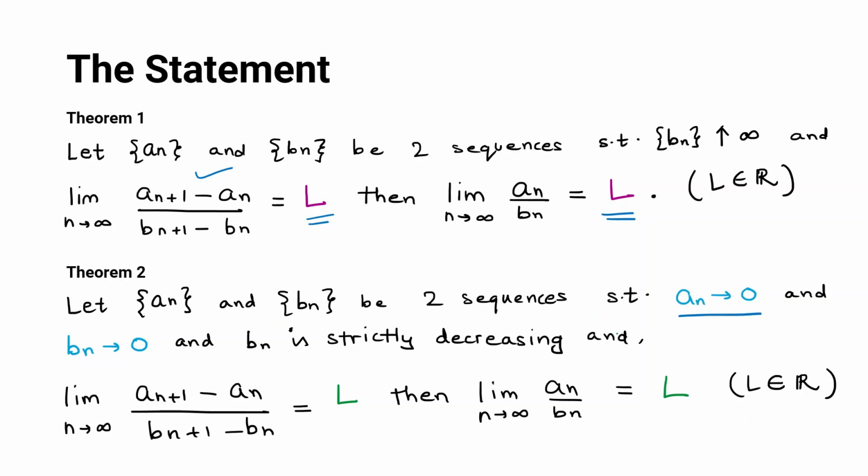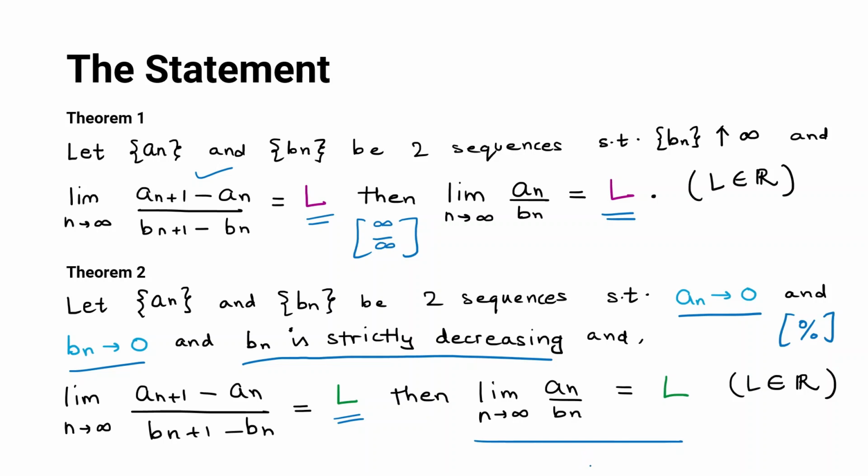Cool. In theorem 2, we have that if an and bn are two sequences with an going to 0 and bn going to 0, so this one is the 0 by 0 case, and the previous one is the infinity by infinity case, and bn is strictly decreasing, and again (an+1 minus an) divided by (bn+1 minus bn), the limit of this as n tends to infinity exists and is equal to L, then the limit of an by bn is also going to be equal to L.